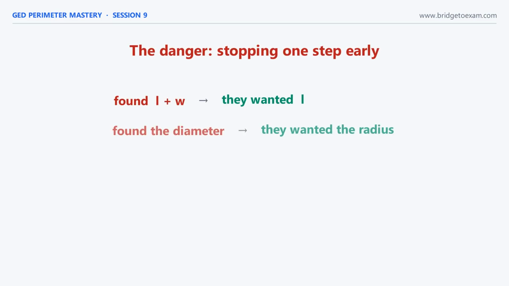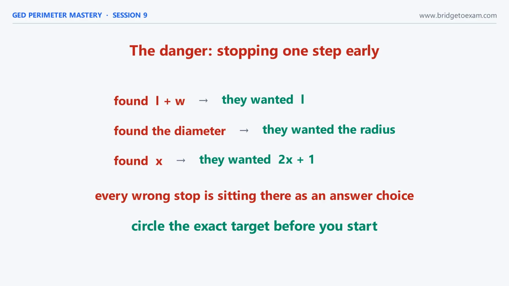And that's the real danger in this whole session, stopping one step early. Finding L plus W when they wanted L. Finding the diameter when they wanted the radius. Finding x when they wanted the side expression. Every one of those wrong stops is sitting there as an answer choice waiting.